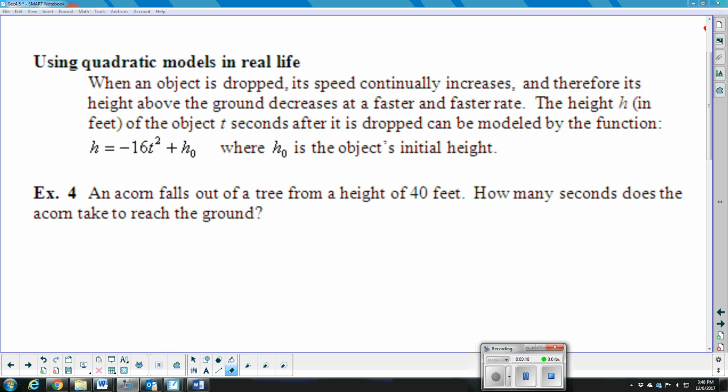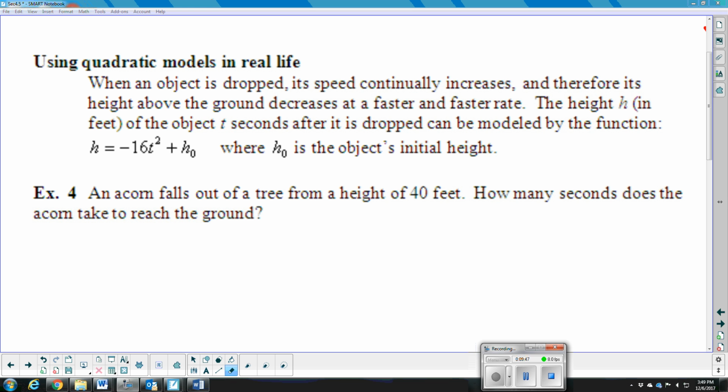So the speed of the object when you drop something, if you've taken a physical science class or a physics class, the speed continues to increase until it reaches something called terminal velocity. So as the speed of the object falling increases, the height, or the distance between the object and the ground, decreases at a faster and faster rate. So we can use a quadratic for this.